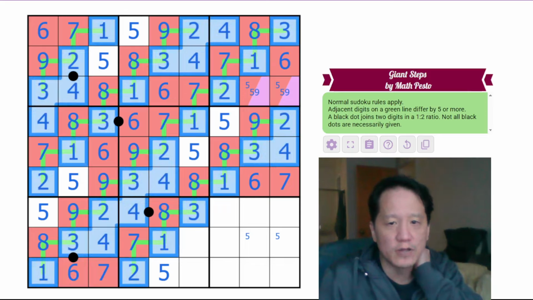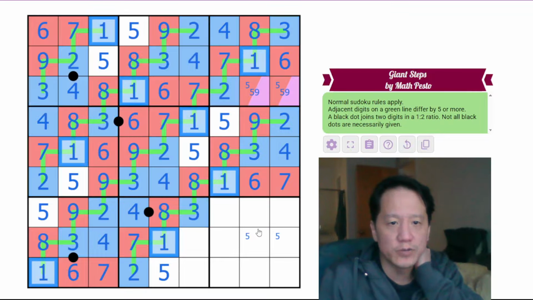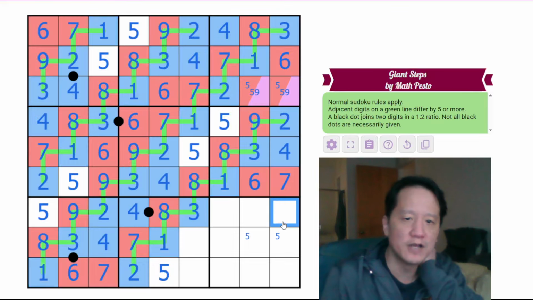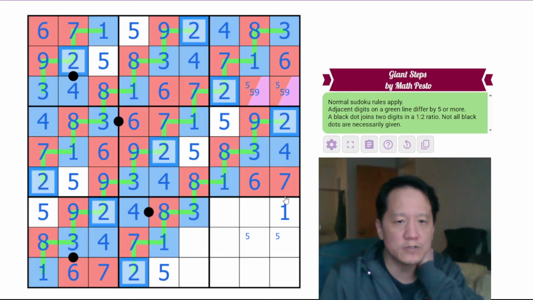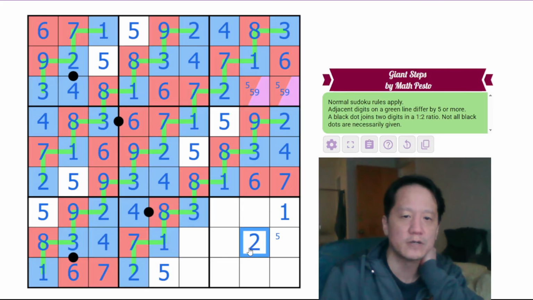And we should have a lot of digits. So we have 8 ones. 1, 2, 3, 4, 5, 6, 7, 8, 9. We know where the last one has to be. It has to be there. Do we have 8 twos? We do. 1, 2, 3, 4, 5, 6, 7, 8. So we know where the last 2 has to be. It has to be here.